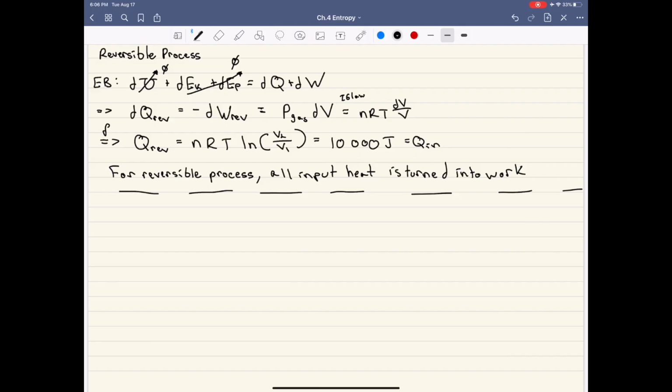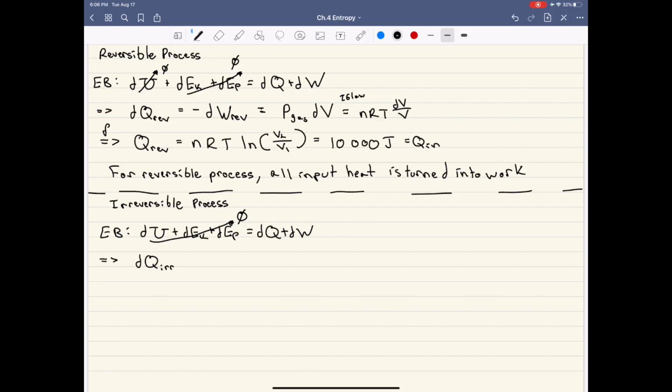Let's now consider the irreversible process. If we start with the energy balance, the left-hand side is still equal to 0 because it's still an isothermal expansion and there's not going to be any major changes in kinetic or potential energy. If we rearrange it, we can write it in terms of irreversible work and irreversible dq. We have this.